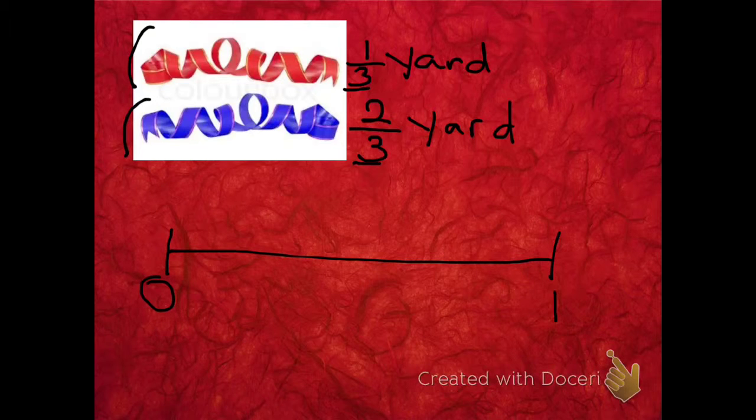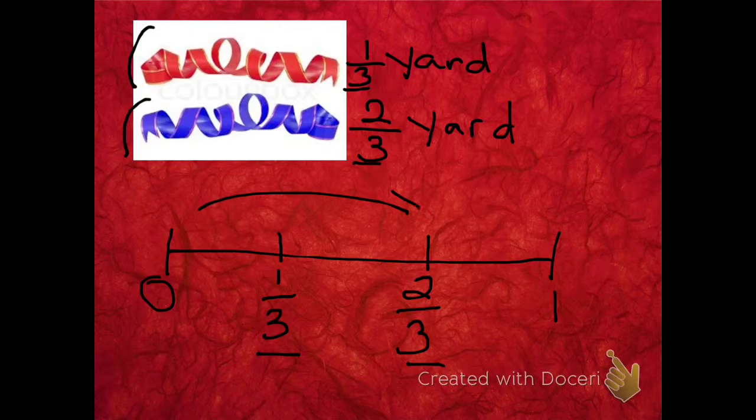Here's my number line, and I'm going to divide it up. Since the denominator is 3, I'm going to divide it up into 3 equal pieces. The first one will be 1 out of 3. The second one will be 2 out of 3. And over here where the 1 is, it could be 3 out of 3, but we know that 3 over 3 equals 1. If I look at my number line, I've got 1/3 and I've got 2/3.